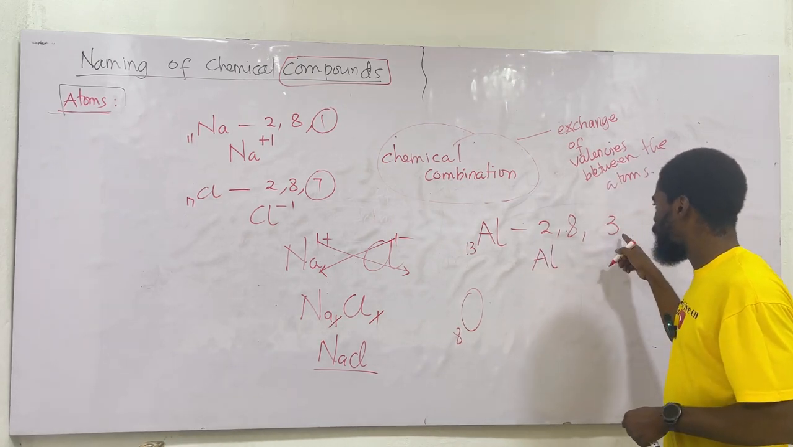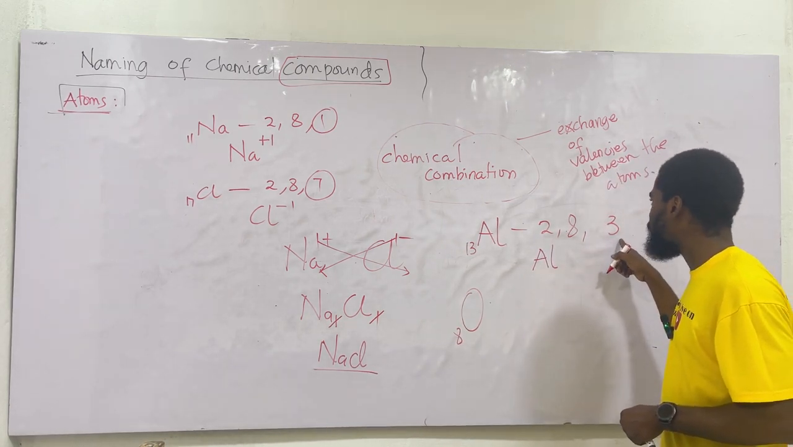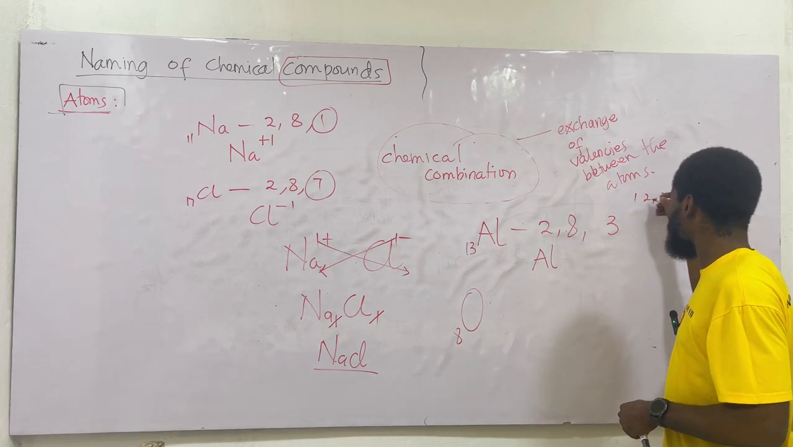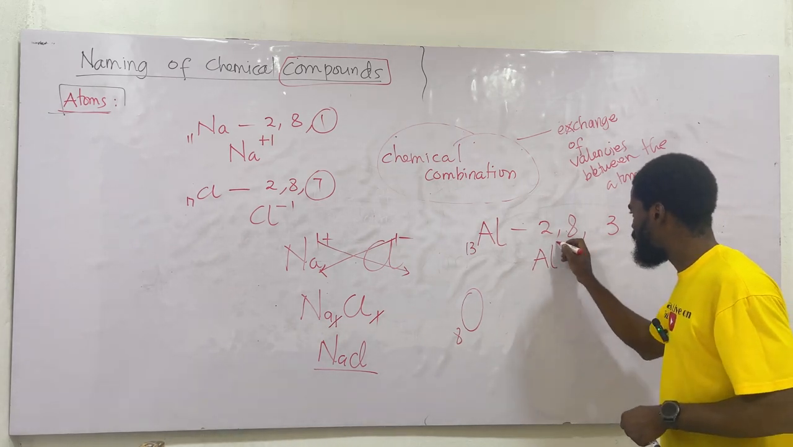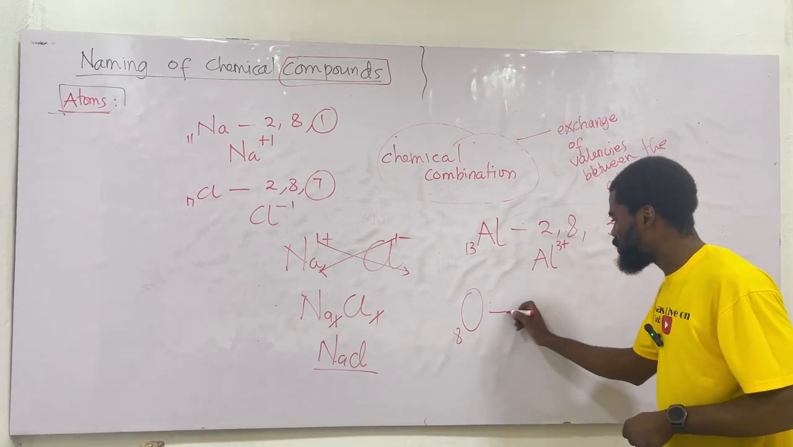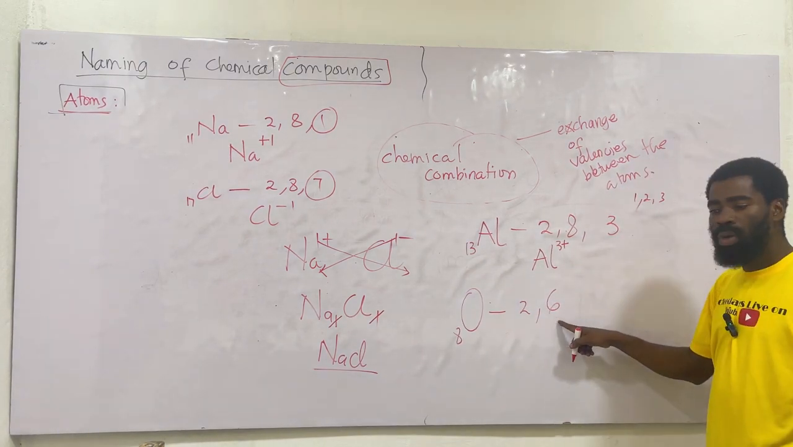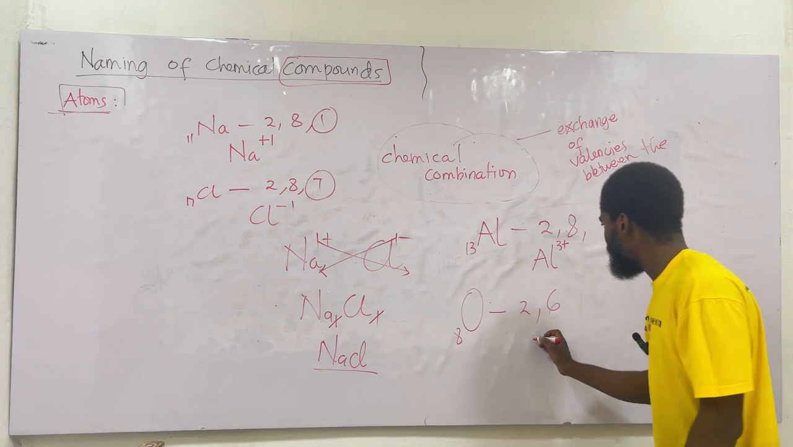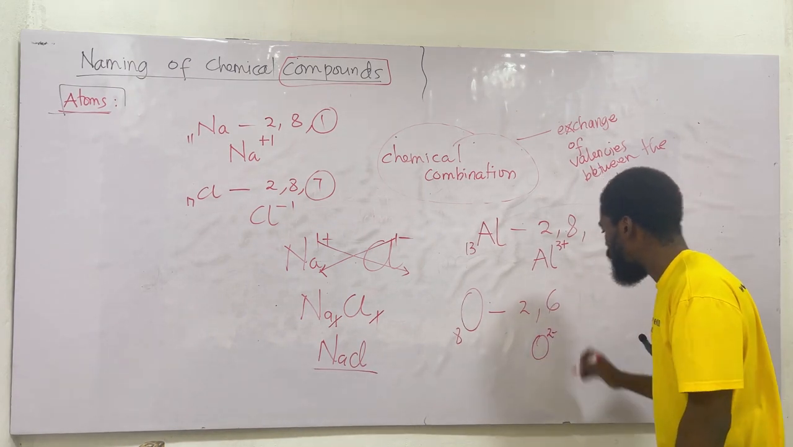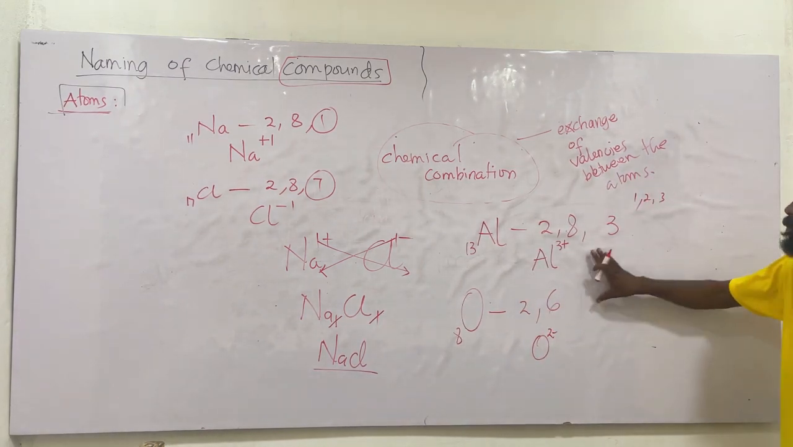You know why it's giving out 3? Because its valence shell is not fully filled and it's between 1, 2, and 3. So it gives out 3, becoming 3 plus. Then oxygen has 2, 6. It needs 2 more to be stable, so it receives 2. That means we are going to get O2 minus.